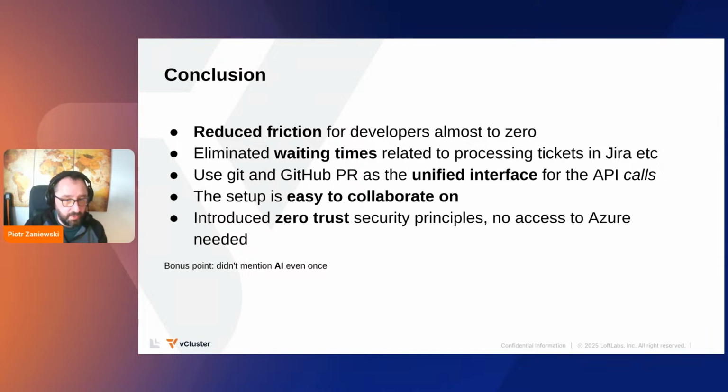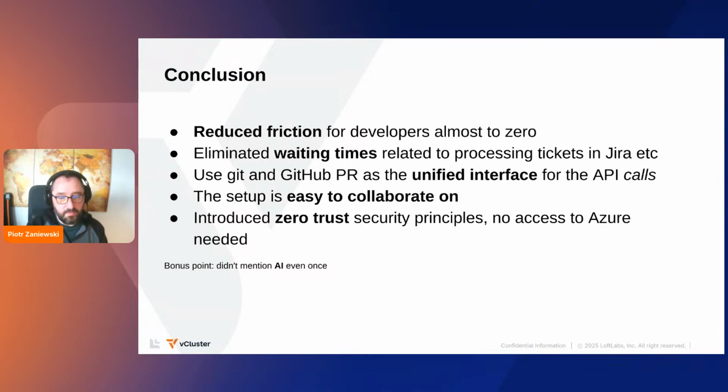We thus eliminated waiting times because there was no need to process tickets back and forth. We used Git in this as a unified interface. We also created a setup that's very easy to collaborate on, because the API that we've put out for developers is very easy to collaborate on in terms of providing a PR: I want to change this API, I want to add this field, that field, and so on. So it's quite easy to do, and you have a trace of this in every repository.